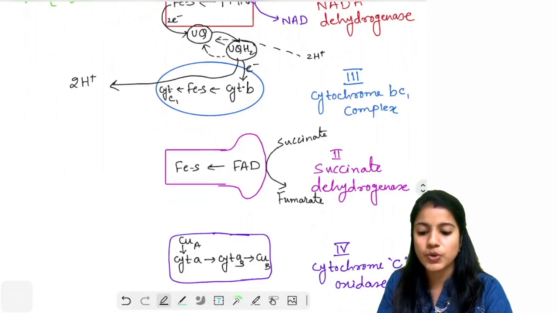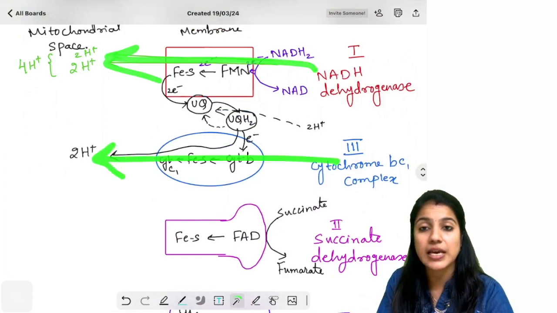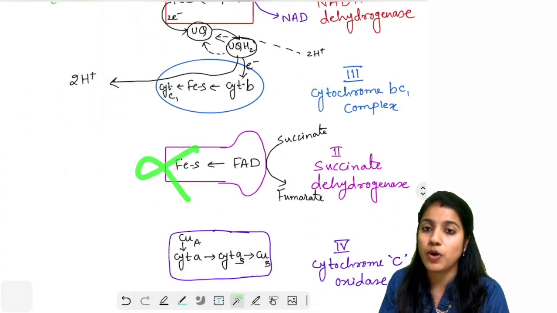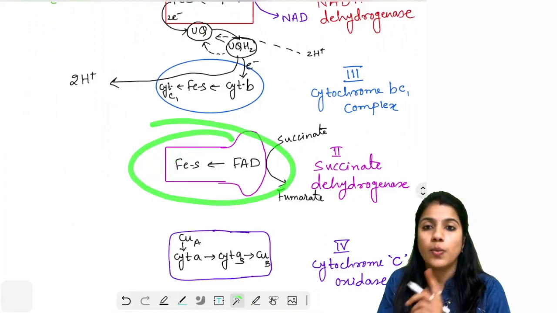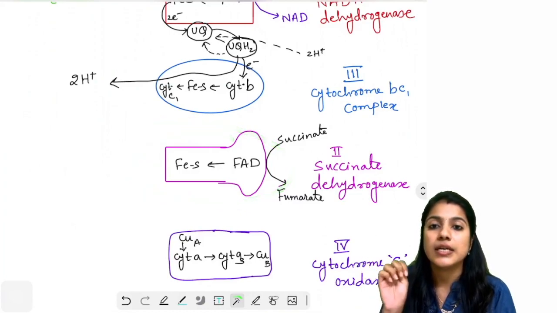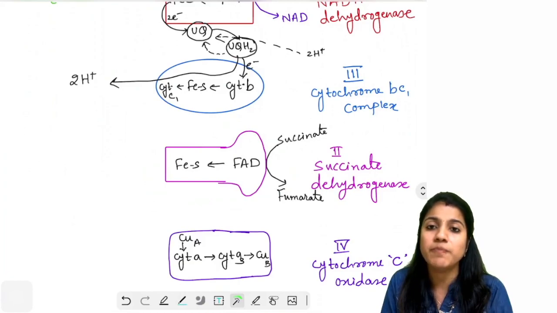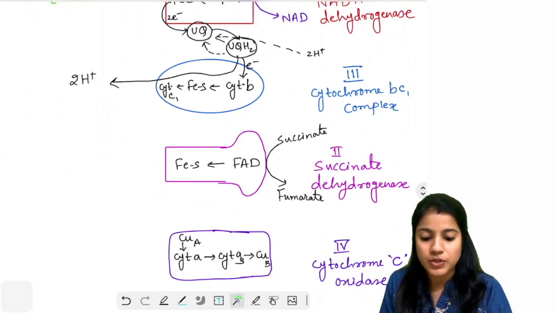Now as I told you that complex 1 can pump proton, complex 3 can pump proton, but complex 2 cannot pump proton. Why? Because it does not have proton carrier. One thing. Second thing, it is partially embedded in the inner mitochondrial membrane. Third, it is itself an enzyme. So that's why pumping won't take place. So during this process, what will happen?